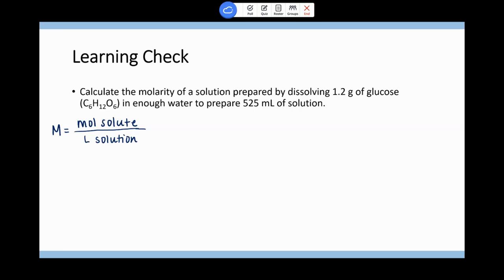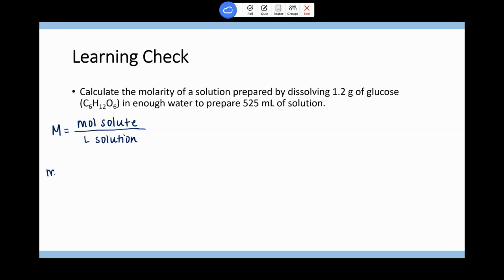So where should we start here? Convert grams to moles. We can convert grams to moles. Is that what you were going to say? I was going to say convert milliliters to liters. Or convert milliliters to liters. We could start at either point. But if we're starting with glucose, we'll convert grams to moles first. If we're starting with 1.2 grams of glucose, we need to convert that to moles of glucose.